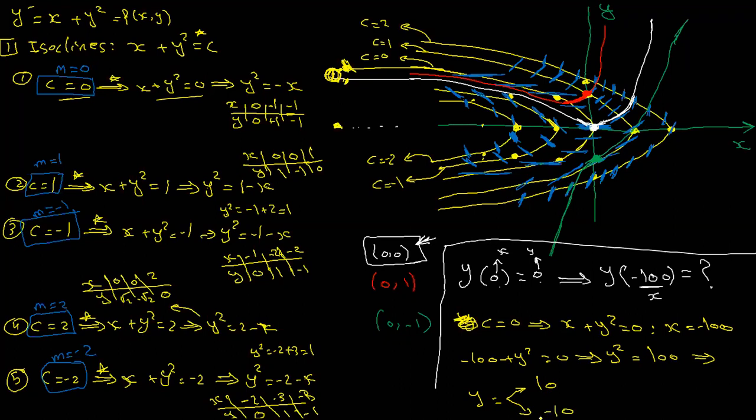Which one is suitable for my white curve? Which one should I use? The positive one. The negative one can't be used, because my white curve is above the x-axis, so all its y values must be positive. Is it clear? Do you have any question about it?